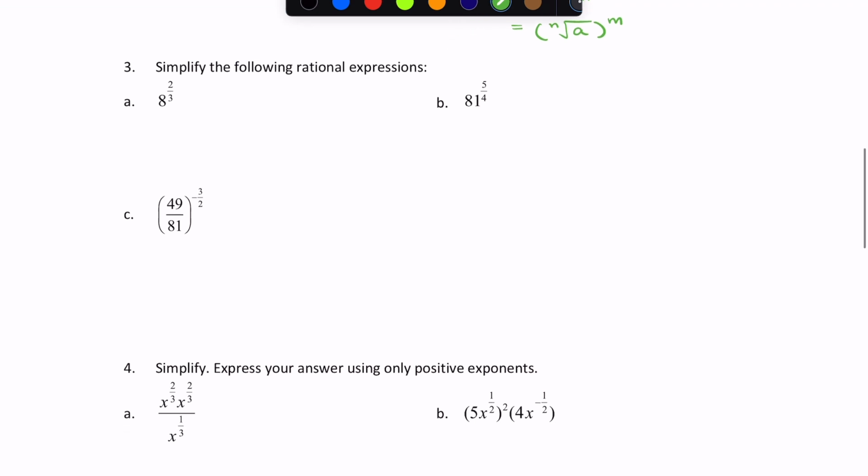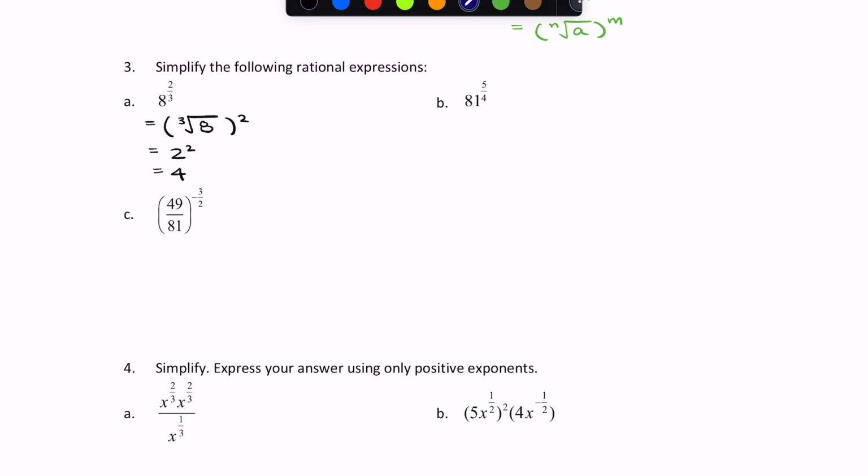So we have 8 to the power of 2 over 3. We can rewrite this as the cube root of 8 to the power of 2. The cube root of 8 is 2, and 2 squared is equal to 4.